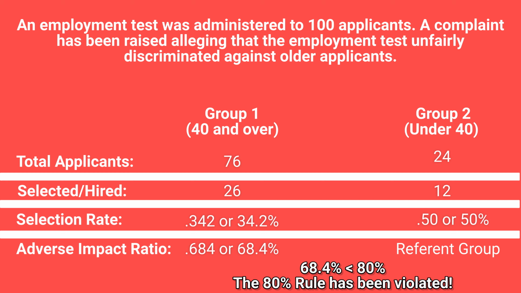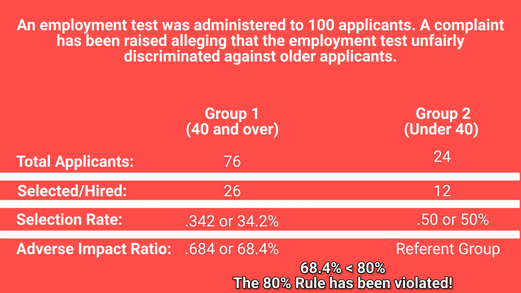The 80% rule is a simple way to check for potential adverse impact, however it has limitations, especially when it comes to sample size. In small sample sizes, even a few hires or rejections can drastically change the selection rate, which can make the rule unreliable.